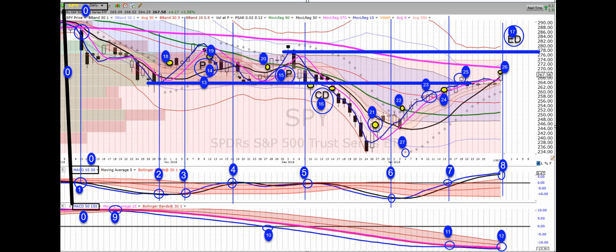So 13 is this support level and creates the demarcation line for collapsing dragons. And then 14 and 15 are pockets. 16 is the collapsing dragon. 17, where are we at here? I don't see 17. 17 is the invisible signal.